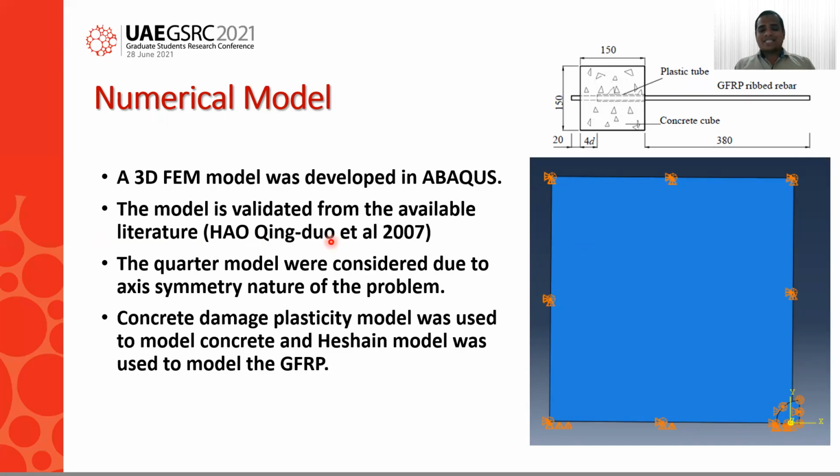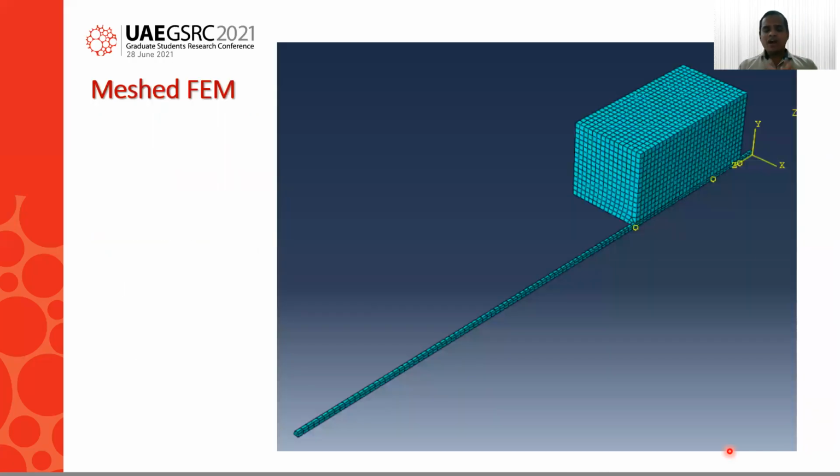Because of the axisymmetric nature of the problem, I have modeled only 1/4 of the total problem. For this case, I used the concrete damage plasticity model to define the properties of concrete, and I used the Hessian model to define the properties of GFRP bars. After the finite element analysis, I did the mesh sensitivity analysis.